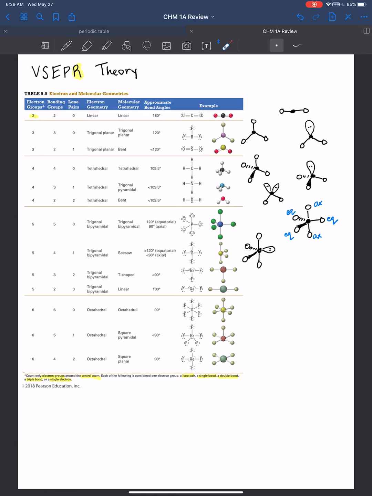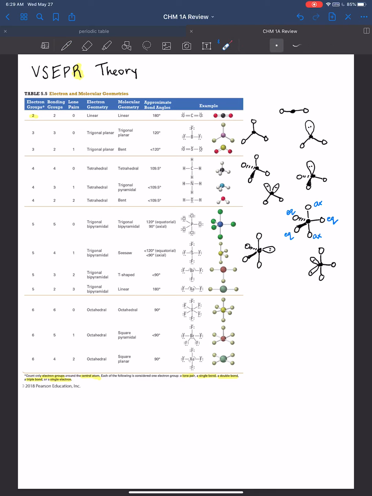All right, so if we have 3 bonded groups but 2 lone pairs, then we still have a trigonal bi-pyramidal electron geometry, but now we have something that looks like a T, and that's why it's going to be called T-shaped. And for this one, I'm going to strategically put the bonded groups where it will be most apparent that it's a T, and I will put the lone pairs here.